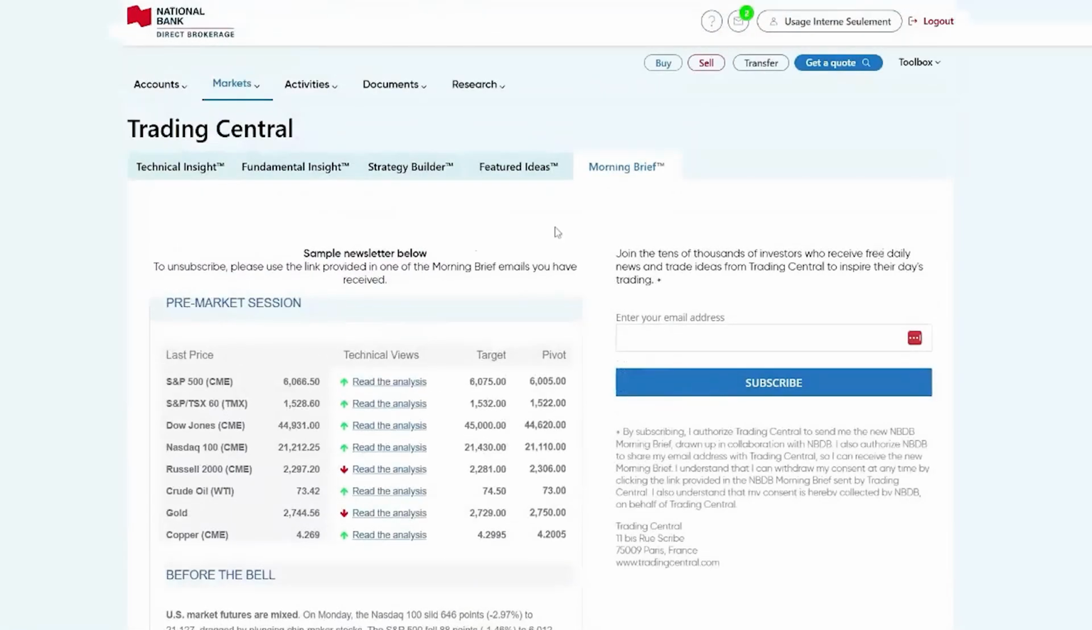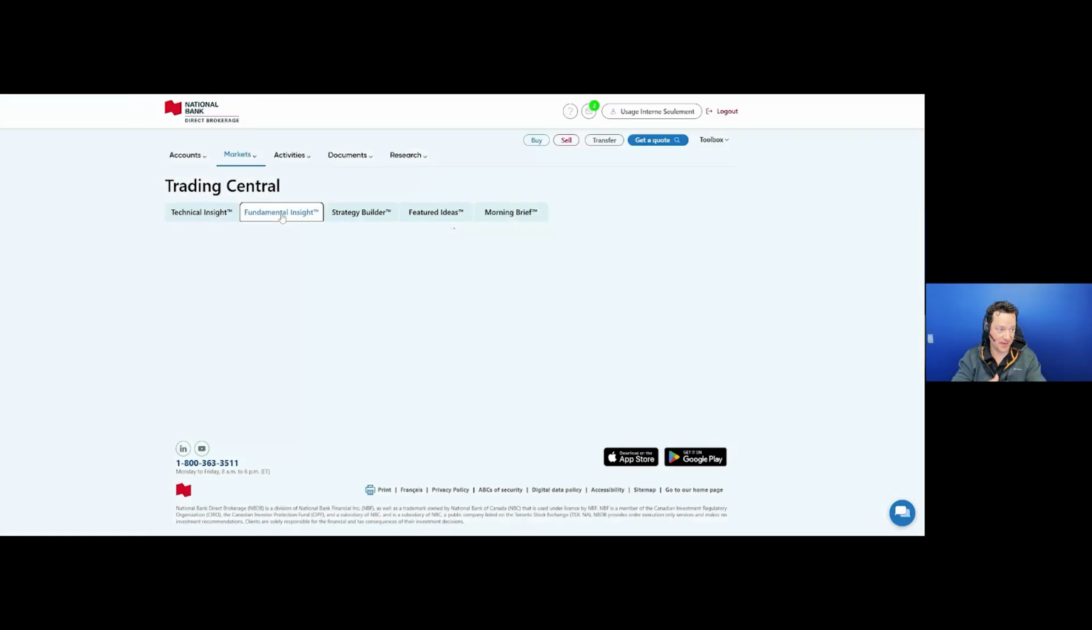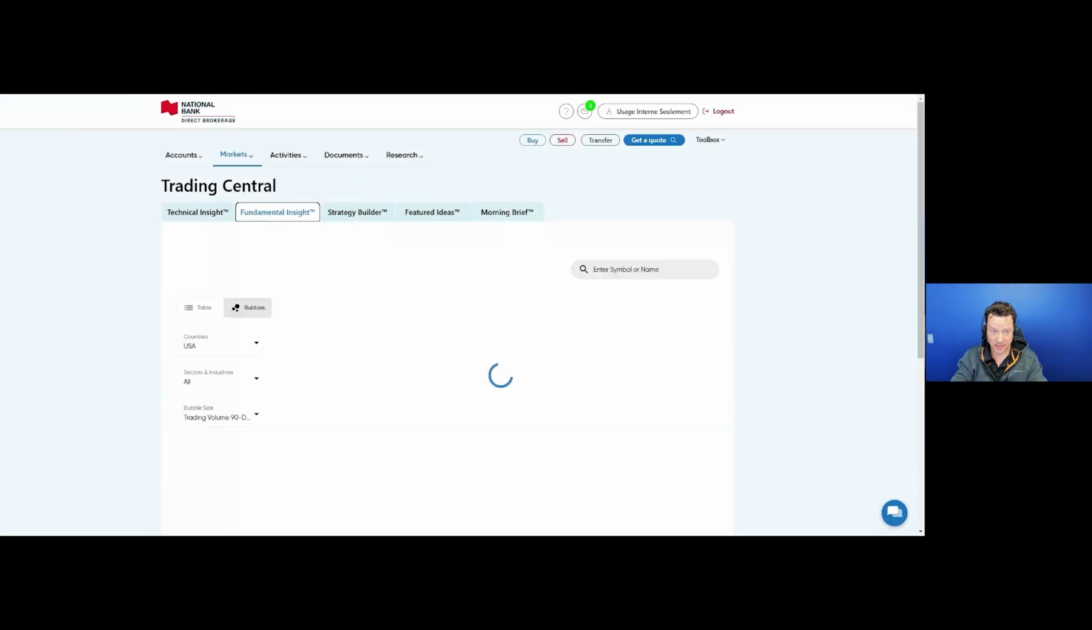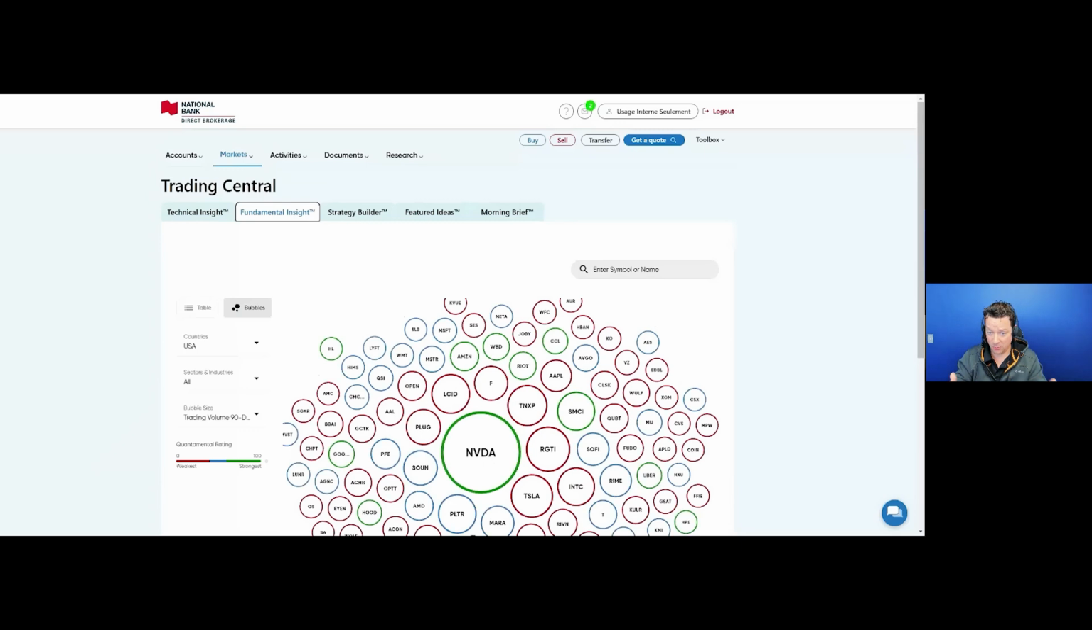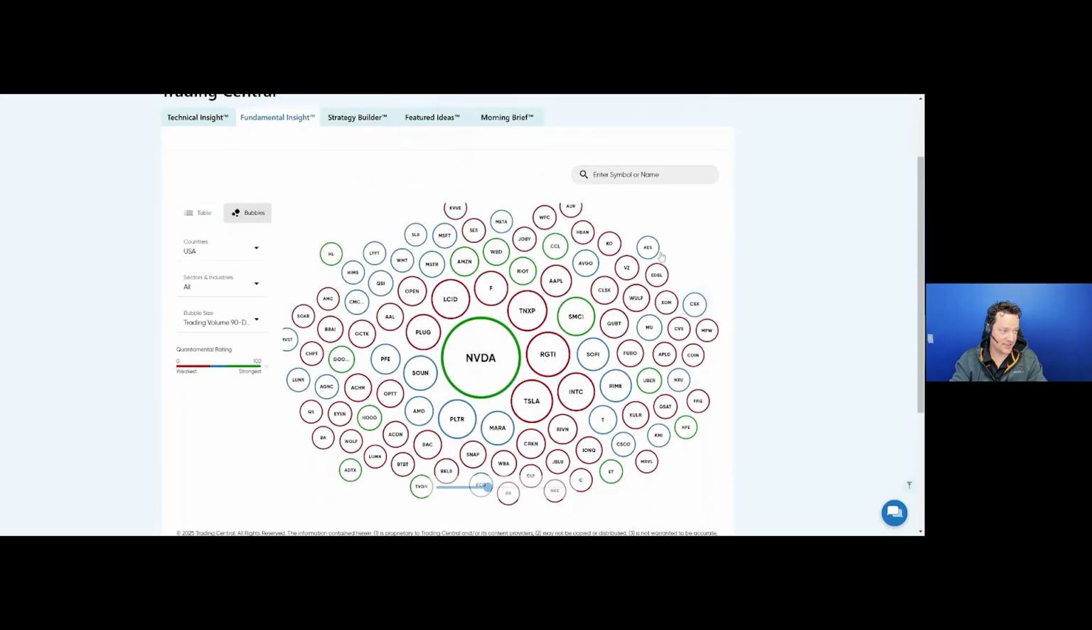So let's just get into the tool though, fundamental insight. Let's click on that. And what are you gonna see? And if you're a client of National Bank, please log in, follow along with me. And if you have questions, we can attach them real time. So here we are. There's a default, and this is going to default to how you set it up the first time. So when you leave this platform, it'll remember where you were last at based on your bubble size and screen.